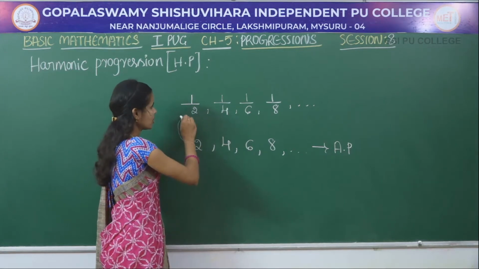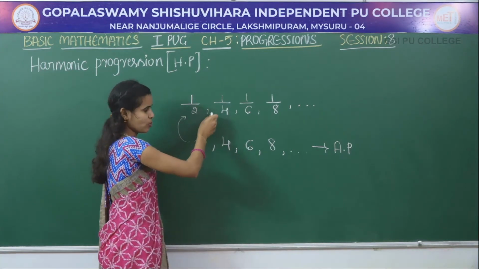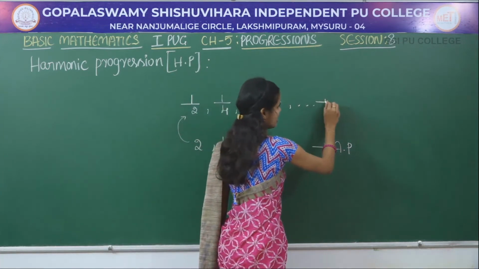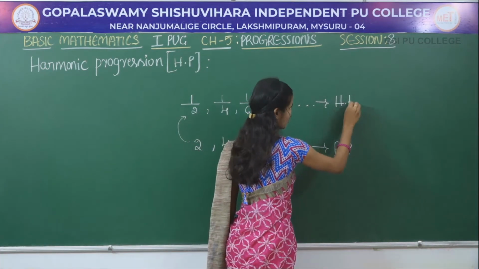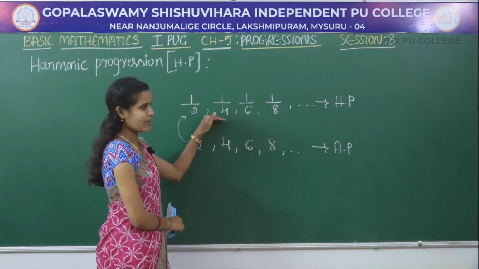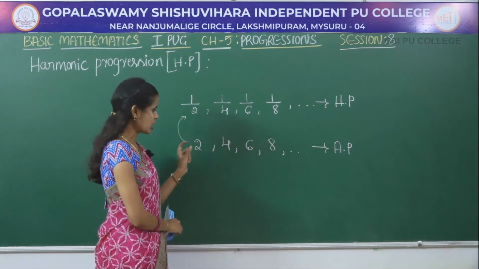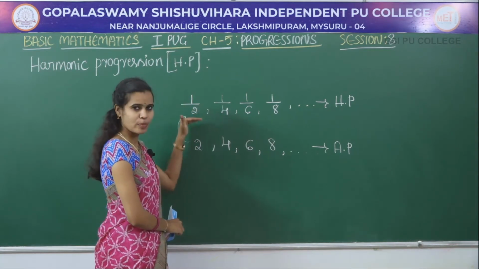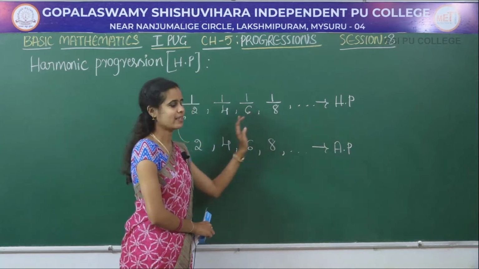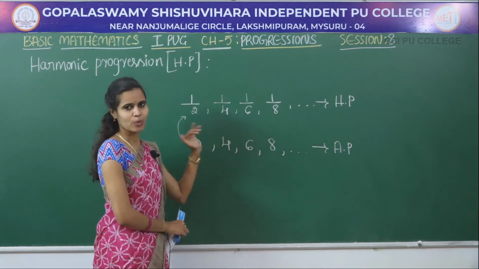So this sequence 1 by 2, 1 by 4, 1 by 6, 1 by 8, etc. is in harmonic progression. Harmonic progression means a sequence is said to be a harmonic progression if the reciprocals of its terms form an AP, then the sequence is called a harmonic progression.